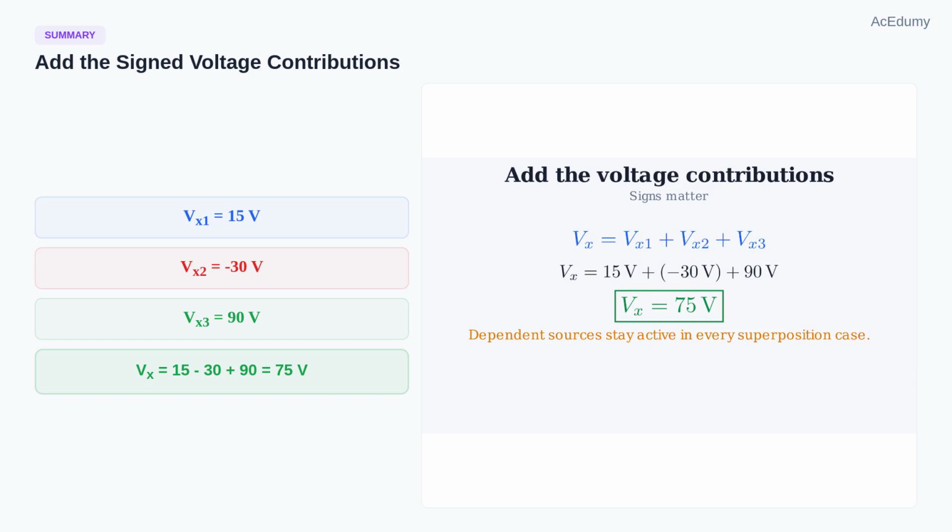The important takeaway is the handling of the dependent source. Independent sources are deactivated one at a time, but the dependent source stays active and follows the contribution variable in each subcircuit.